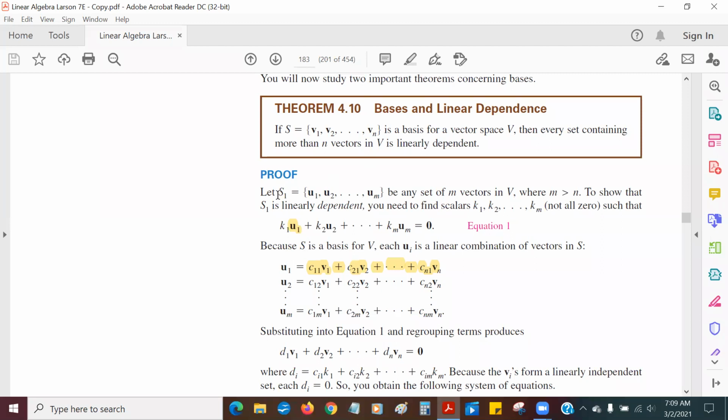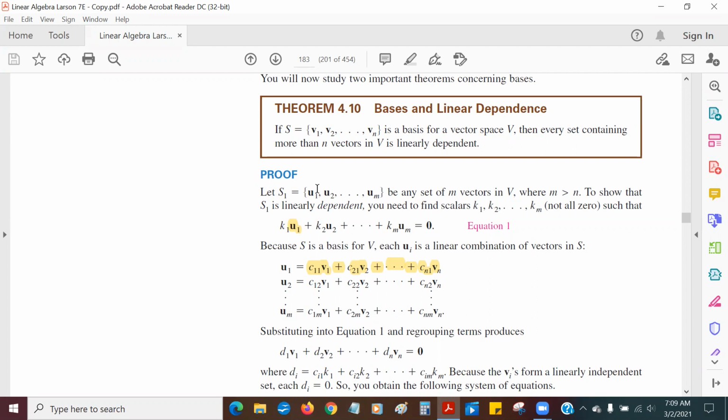So first, S is our basis. Let's say we have a set of vectors, we'll call it S1, and it's a set of vectors U1, U2, up to UM. And let's say this is more than the n vectors we had up here, meaning that the number m is greater than the number n. In other words, Mike is greater than November. Now, our goal is to show that this set S1 is linearly dependent.